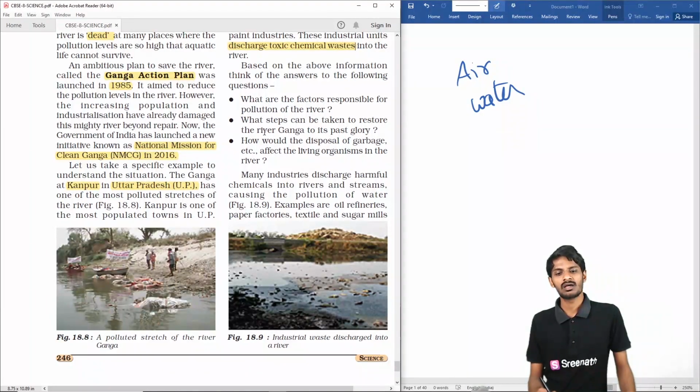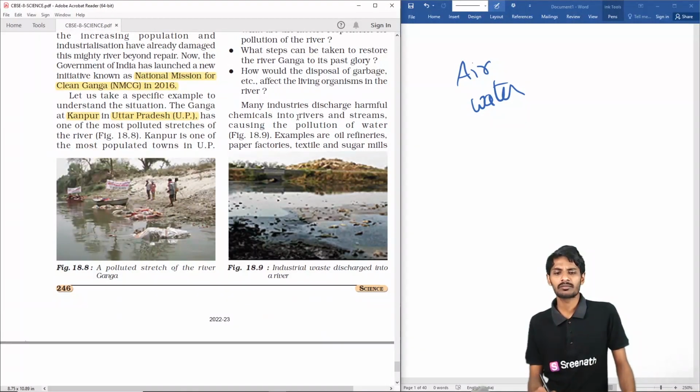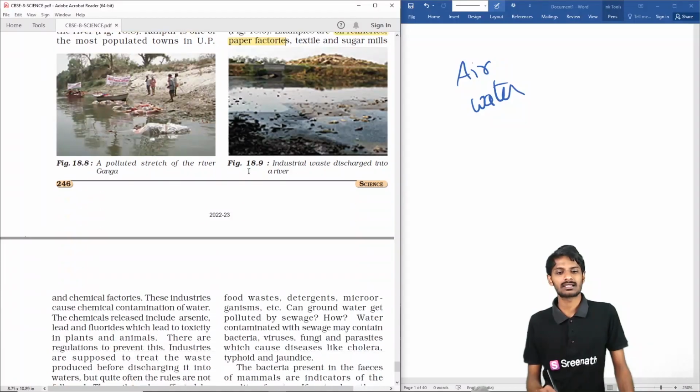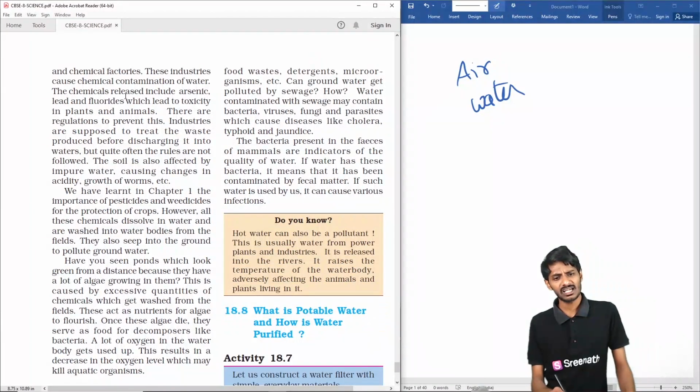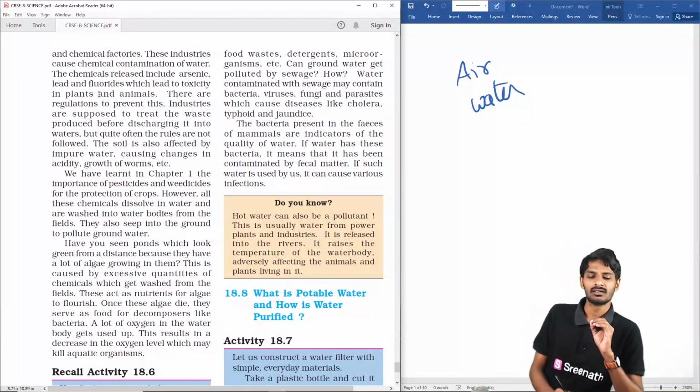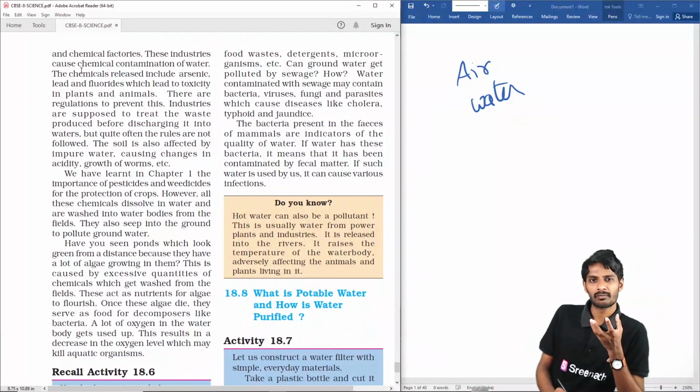Many industries discharge harmful chemicals into rivers and streams, students. Many industries are doing this, and that is why water pollution is increasing. Examples are oil refineries, paper factories, textile industries, sugar mills, and chemical factories. These are the main things responsible for chemical contamination of water.